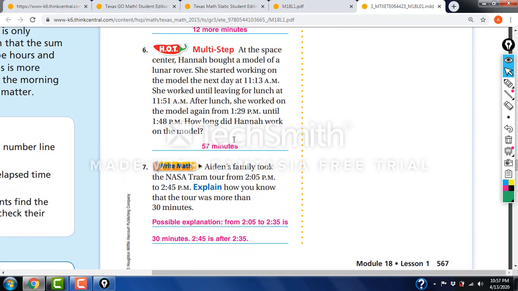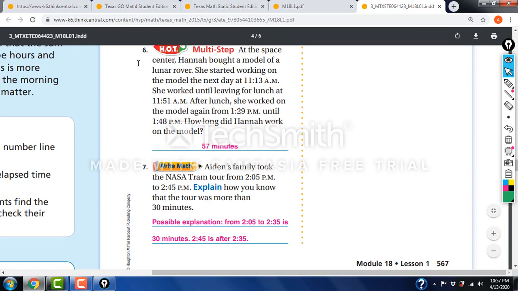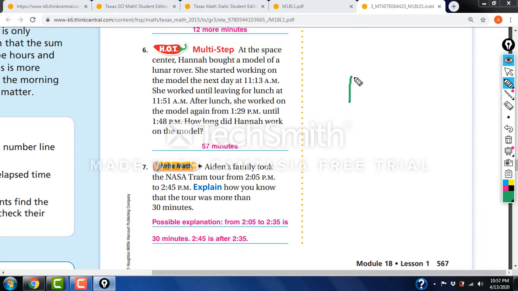Okay. So your answer is 57 minutes. And let's see how we figured that one out. At the Space Center, Hannah bought a model of a lunar rover. She started working on the model the next day at 11:13 a.m. She worked until leaving for lunch at 11:51 a.m. So she finished at 11:51, and she started at 11:13. Let's get that elapsed time first.